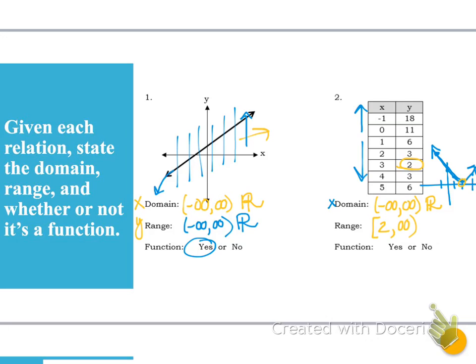So then we double check to make sure our x values don't repeat, so I just look at this column and they don't, so it's going to pass my vertical line test.